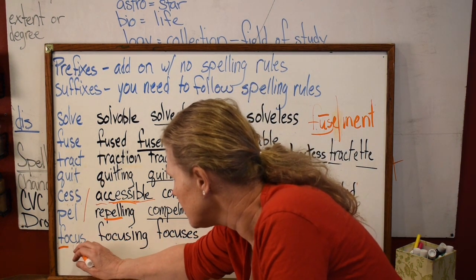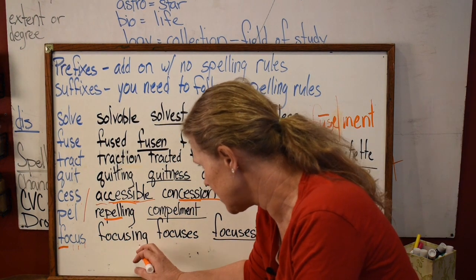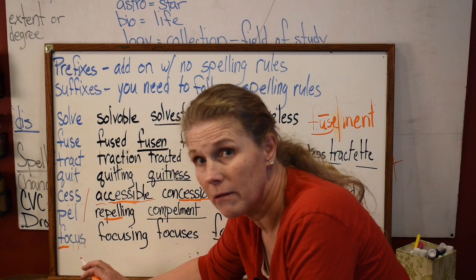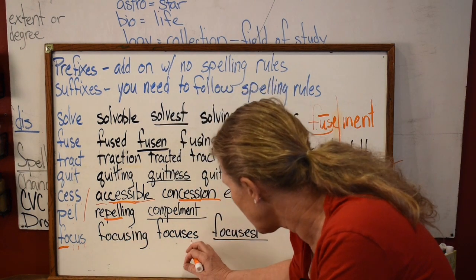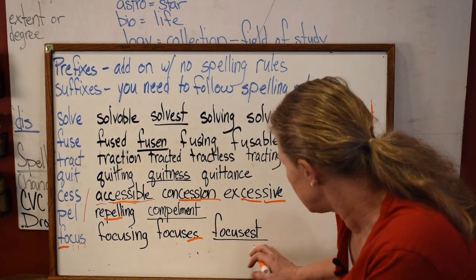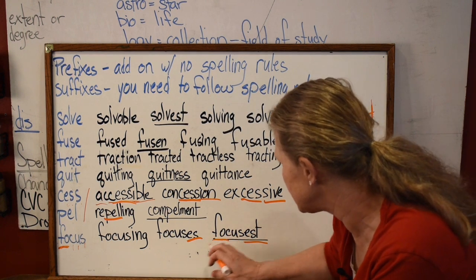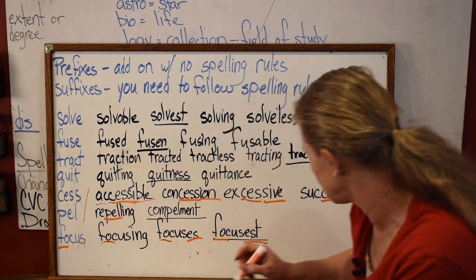Look, consonant, vowel, consonant, but we're not doubling it. Are we doubling it right here? No, it's because the accent's there. We're not doubling it when we put it on. This is a nonsense word. We are not doubling it when it goes on because this is the accent.